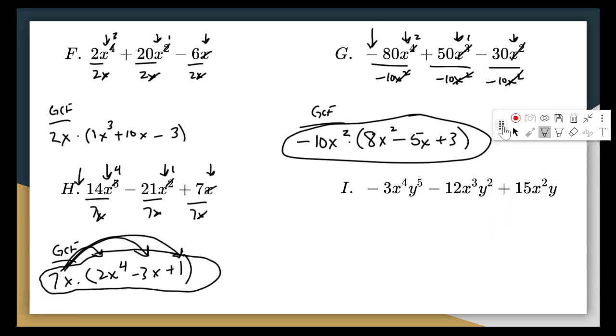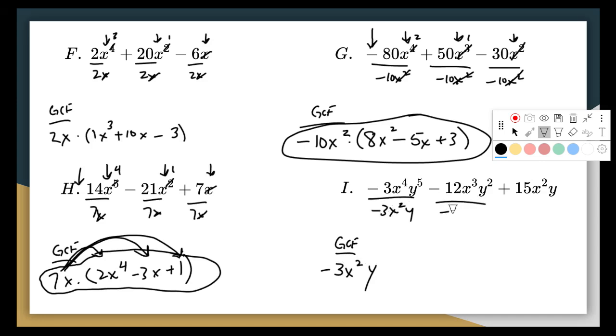All right, and finally, try one with more than one variable, but it's the same idea. Looking for the GCF between 3, 12, and 15. That's going to be a 3, but the leading term's a negative, so I'm going to take a negative out with it. 4 powers of x, 3 powers of x, 2 powers of x. I'm going to take 2, put them out. 5 powers of y, 2 powers of y, 1 power of y. So I'm going to take 1 power of y, put it out.